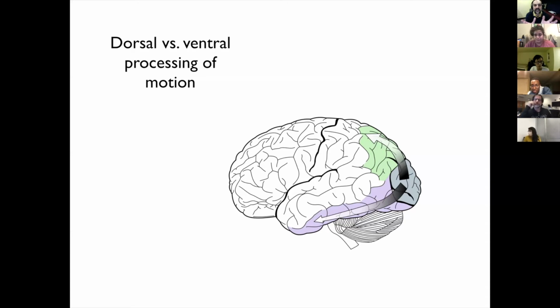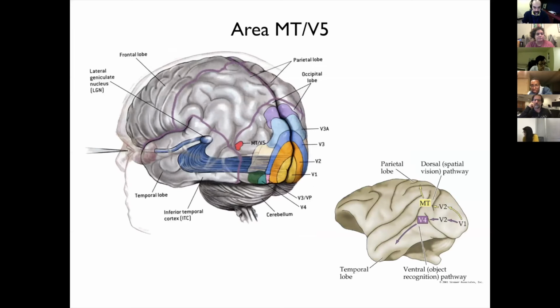Traditionally, if you look at the traditional literature of motion, dorsal stream is where motion happens, and ventral stream is kind of motion blind, does not see the motion. That's the standard textbook version. It doesn't seem to be the case, however. But let's talk a little about the most prominent dorsal stream center for processing motion.